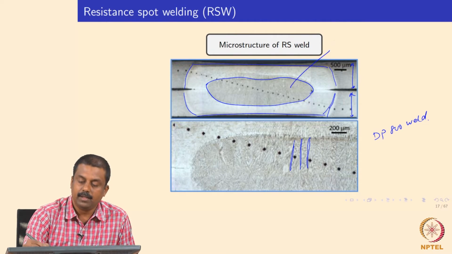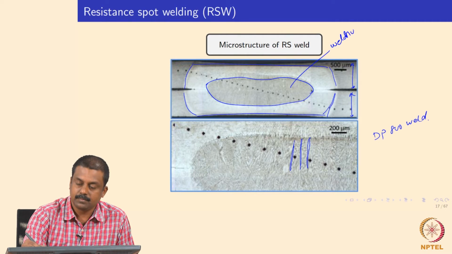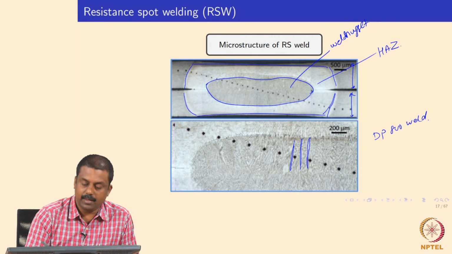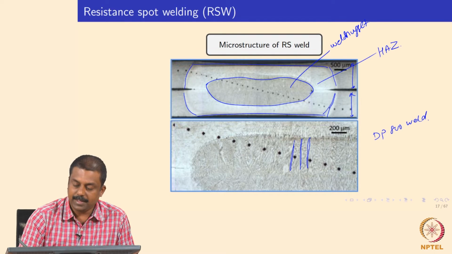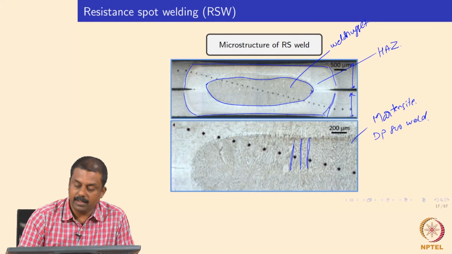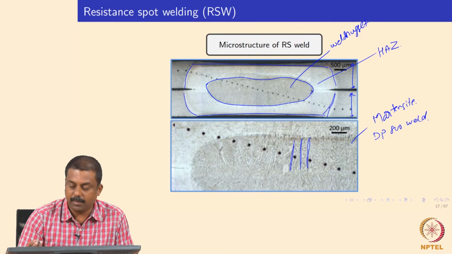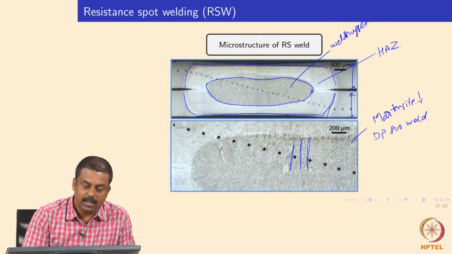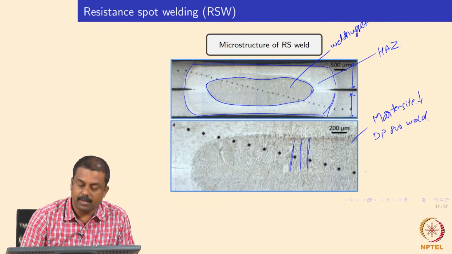So, this is your weld nugget, and typically this is your heat affected zone. And you also have a complete martensite transformation here because of the cooling rates that we actually apply during resistance spot welding. We do not apply, but it actually cools at an extremely rapid rate. And these black dots here are irrelevant, we just carried out hardness measurements on these welds.